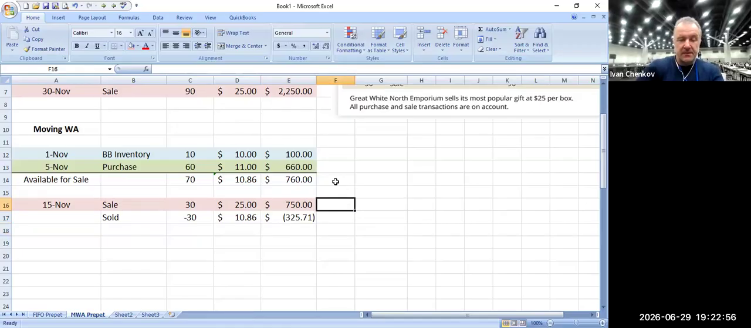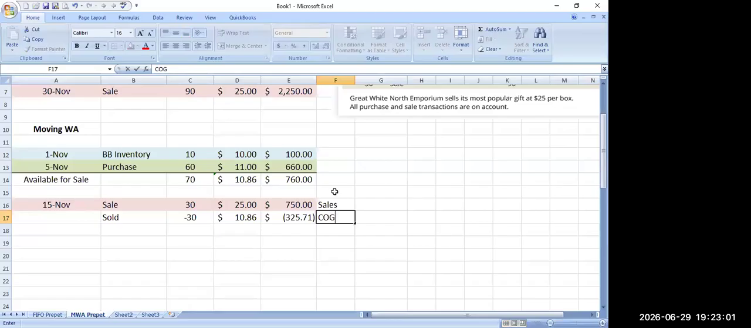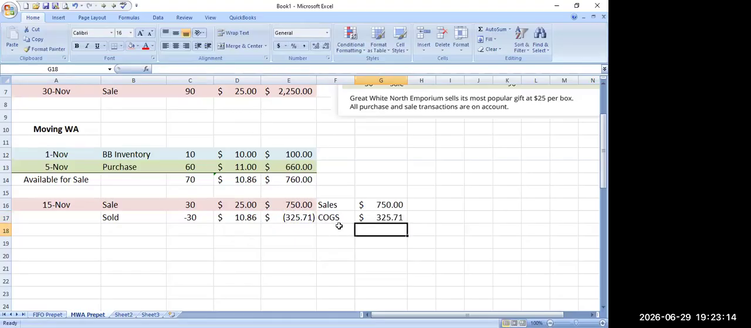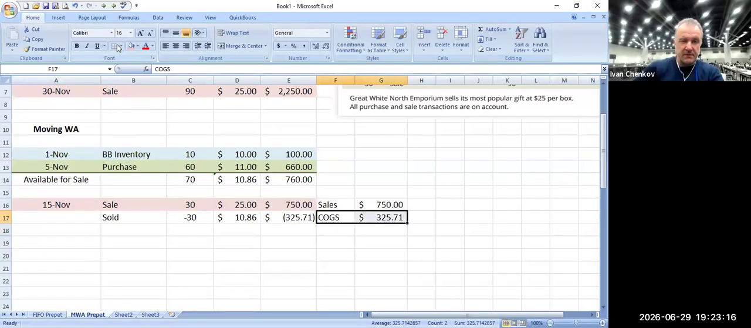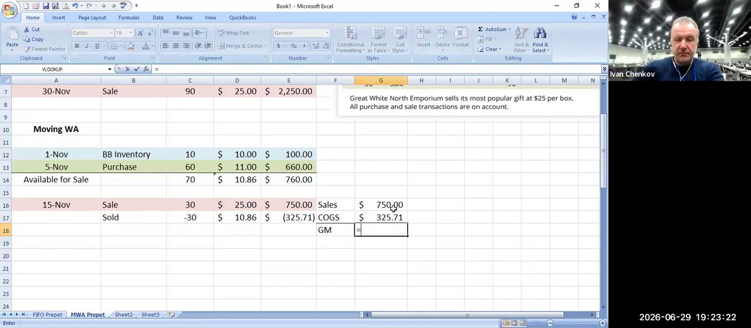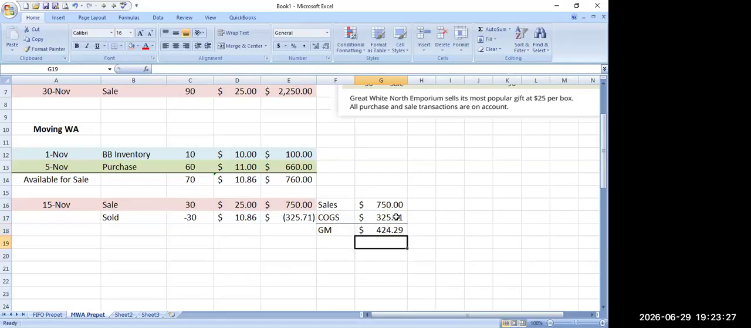So again, let's do sales here and cost of goods sold. And we can easily come up with the sales of 750. Cost of goods sold is negative in this number, but kind of positive, and we are getting our gross margin, which is equal to 115 minus 325.